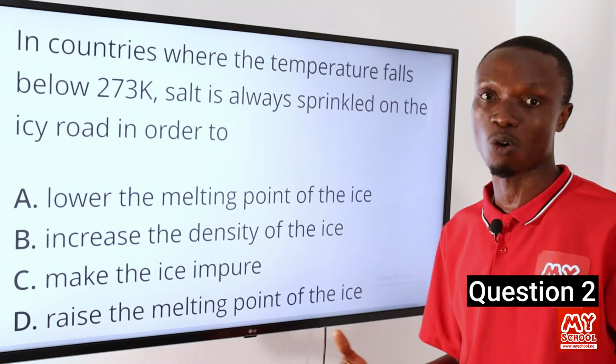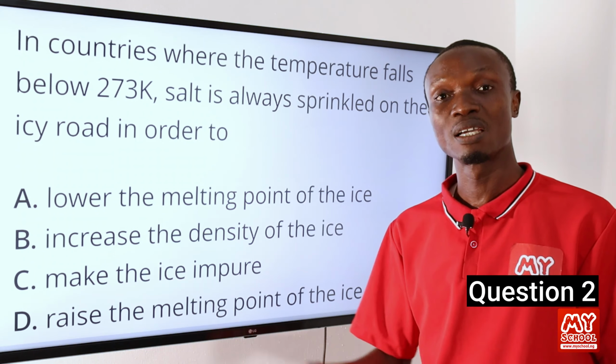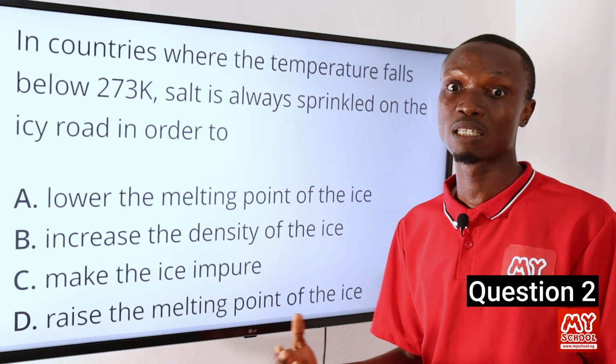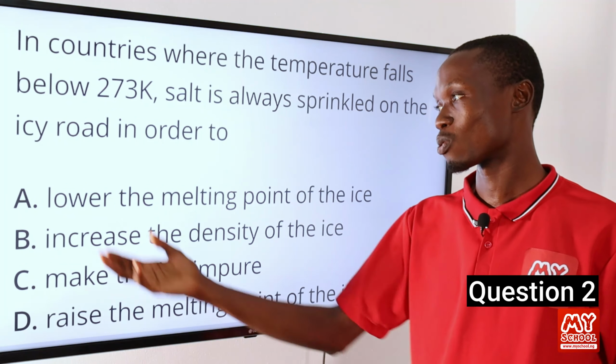Lowers the melting point of ice. The reason why salt is added to that ice is so that the ice can melt on time, so that the road can become usable in a very short time. So option A is the correct answer.